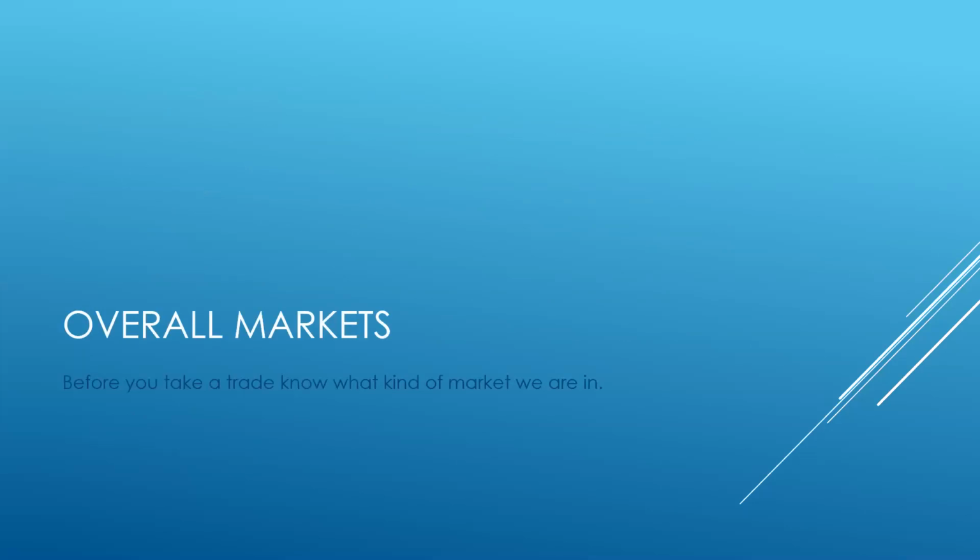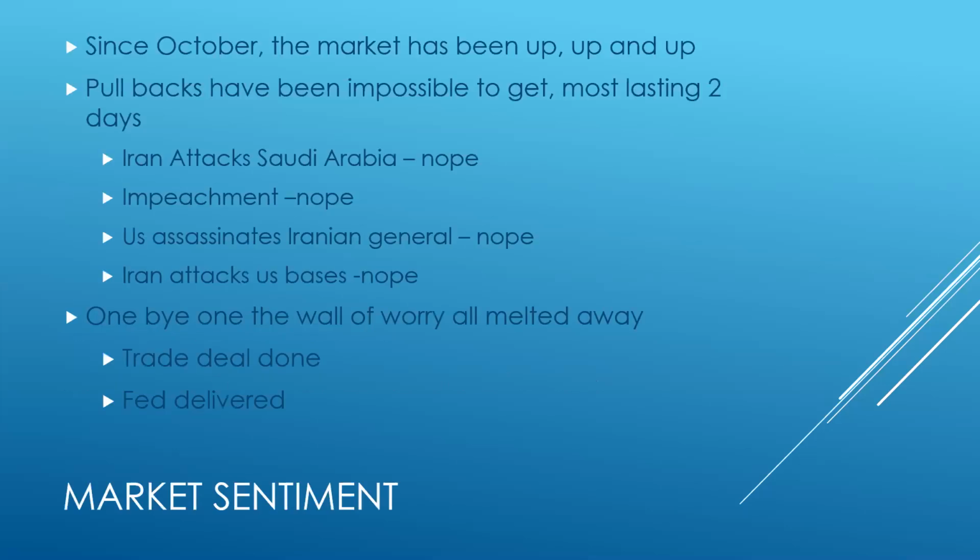So overall markets, right? You need to know what kind of market you're in before you take a trade. And I always say that if you don't know what type of market you're in, you shouldn't be trading. You should sit on your hands and figure out what you want to do. So since October, we've just been in this bull market that just goes up, won't stop, doesn't want to dip. The pullbacks up until this week have been 2 days at the most, right? And if you think about it, no matter what bad news was thrown at this market since October, it just kind of shrugged it off.